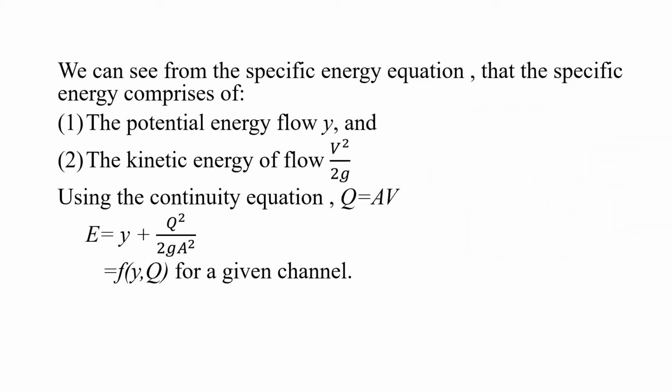So we can see from the specific energy equation that the specific energy comprises the potential energy of flow, Y, and the kinetic energy of flow, V²/2g. So using the continuity equation Q = A V, E can be given as Y + Q²/(2g A²). So E can be said to be a function of Y and Q.